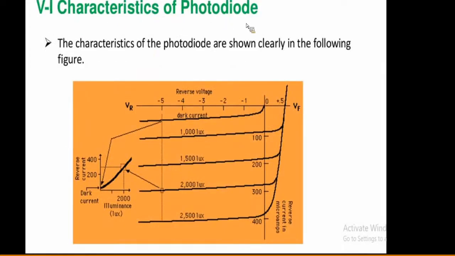Now, we'll see the VI characteristics of the photodiode. Generally, this is the forward voltage, the smaller voltage, and this is the reverse bias voltage. And now, what is in reverse bias? It is the dark current.